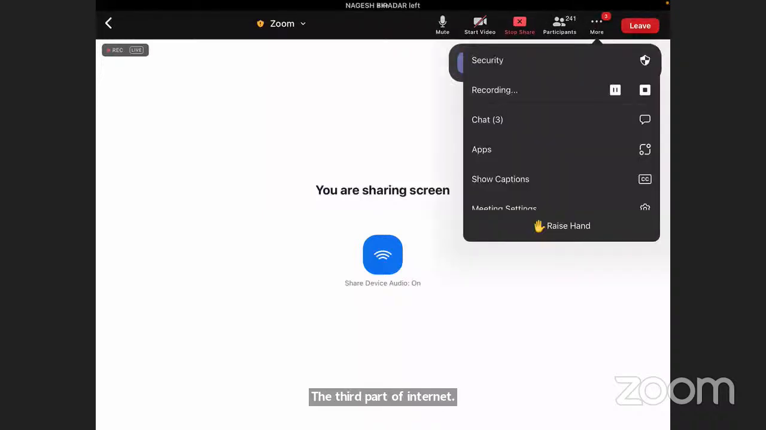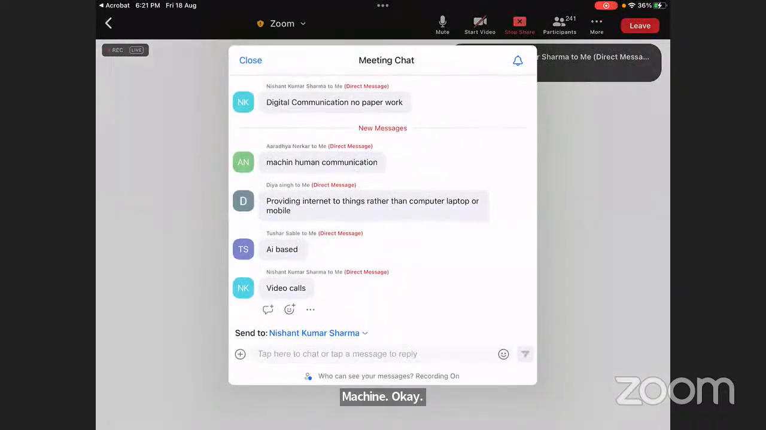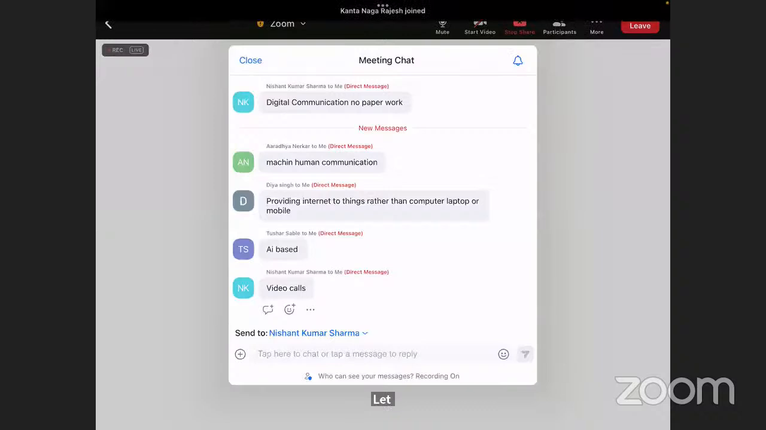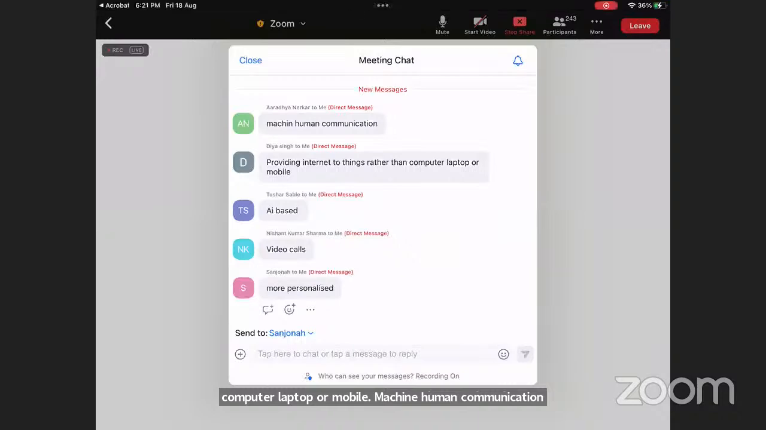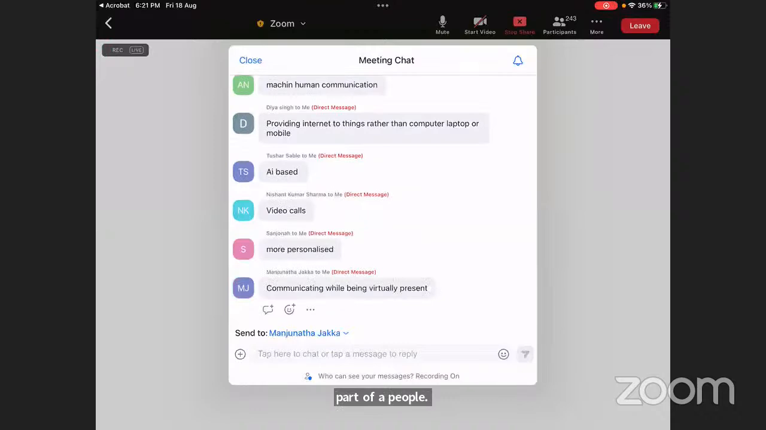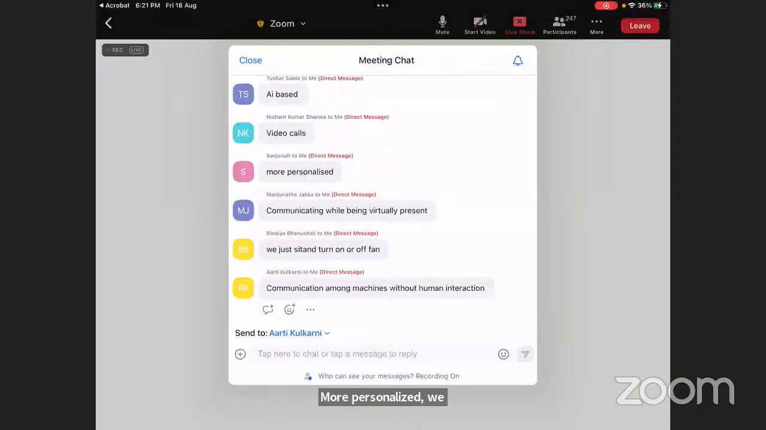Machine, okay. One second, let me see. Providing internet of things rather than computer, laptop, or mobile. Machine, human communication, AI based, video calls, more personalized. Video call is more part of the people part, not the things part. Communication while being virtually present. Yeah, this is again part of the people thing. More personalized. We just stand and turn on the fan. Yeah, that is communication among machines without human interaction.